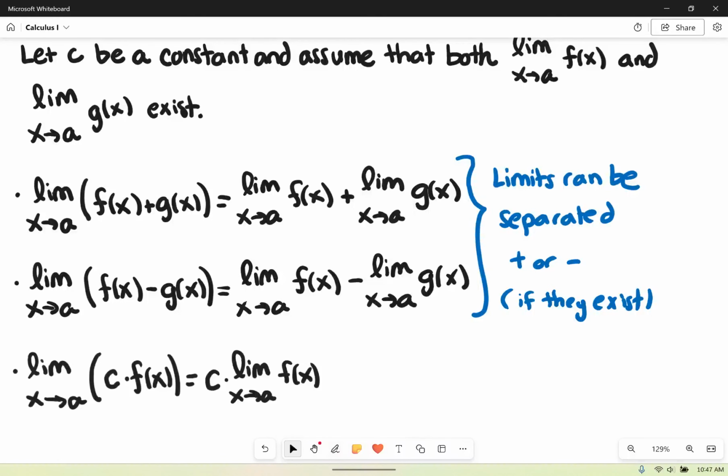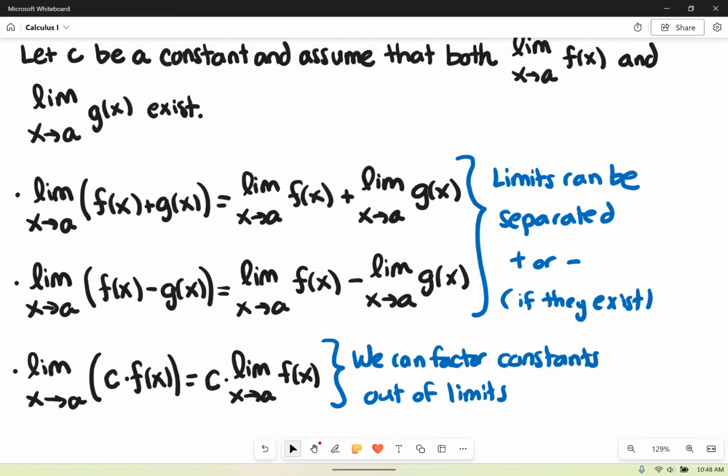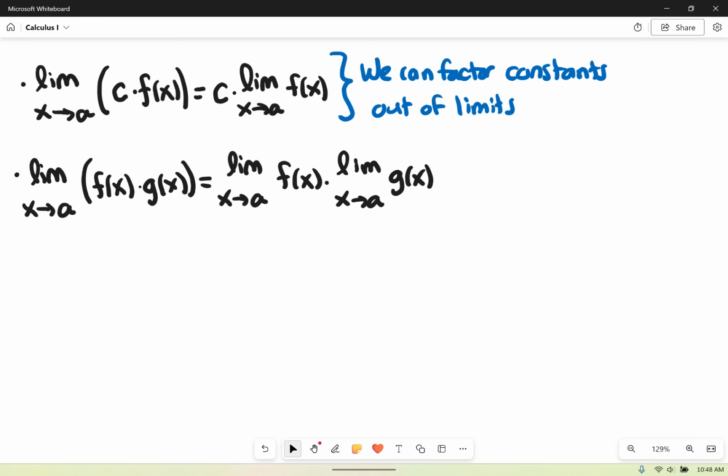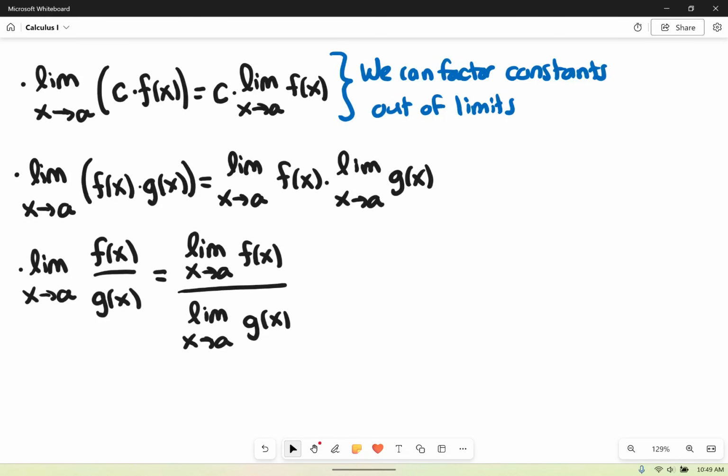The limit as x approaches a of c times f of x is equal to c times the limit as x approaches a of f of x. We can factor constants out of limits. The limit as x approaches a of f of x times g of x is equal to the limit as x approaches a of f of x times the limit as x approaches a of g of x. The limit of a product is the product of the limits. The limit as x approaches a of f of x divided by g of x is equal to the limit as x approaches a of f of x divided by the limit as x approaches a of g of x. The limit of a ratio is the ratio of the limits.